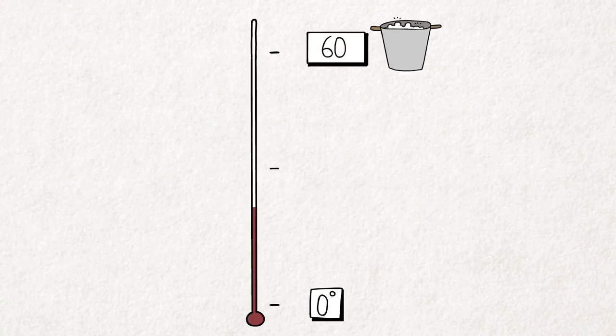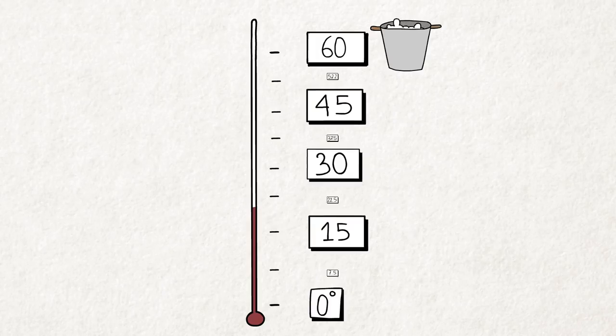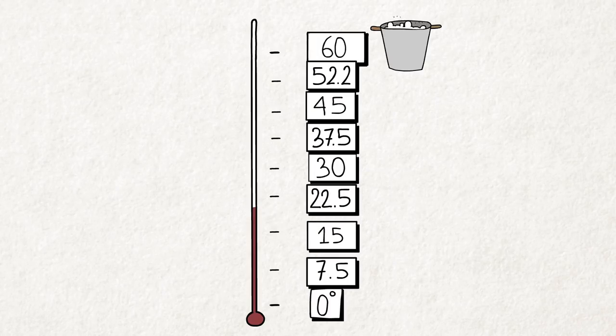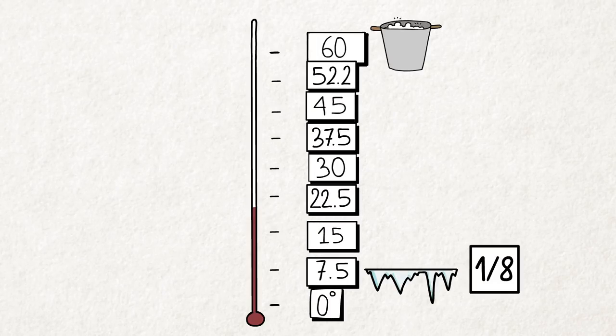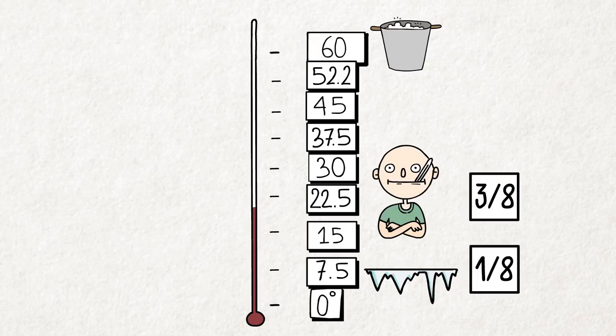As an astronomer, he had experience dividing things by 60. So if you take this scale, divide it in half again, and in half once more, you find the freezing point of water 1/8 up the scale and human body temperature 3/8 up the scale.